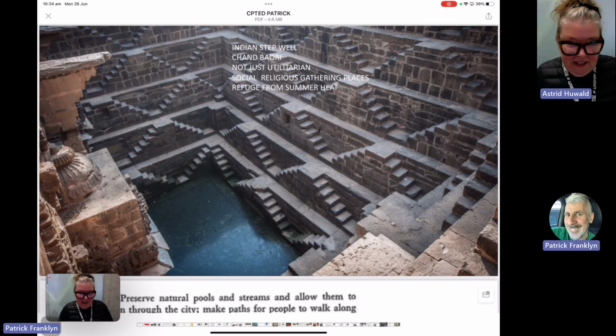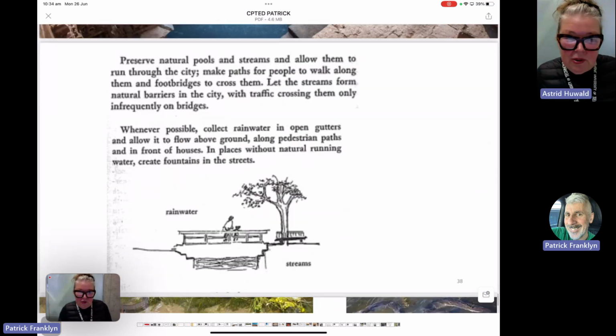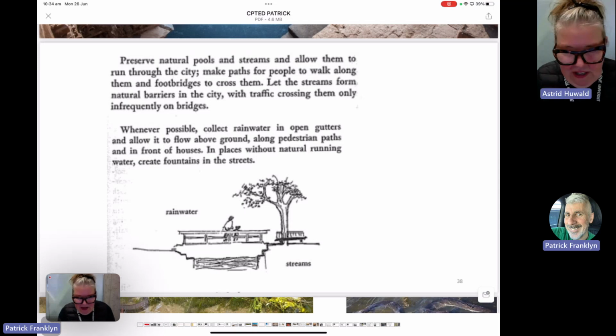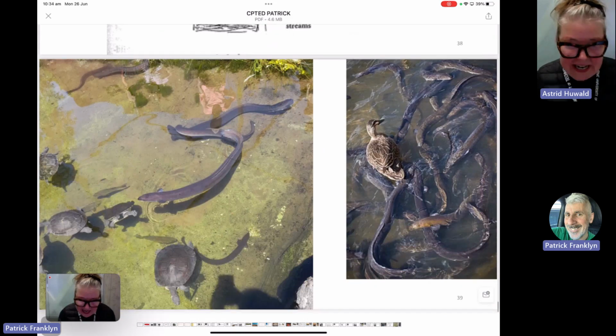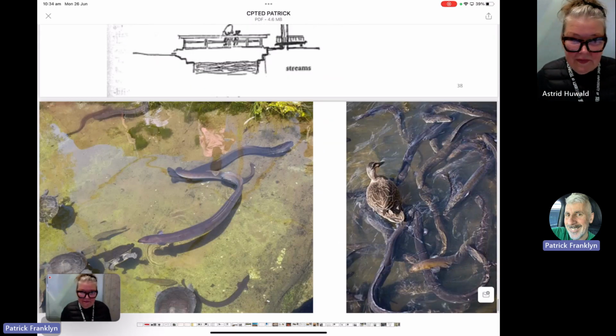Next slide. Preserve natural pools. Let streams form the natural barriers. And I think, Patrick, you mentioned that the streams are now engineered artifacts. So how can we neutralize them?